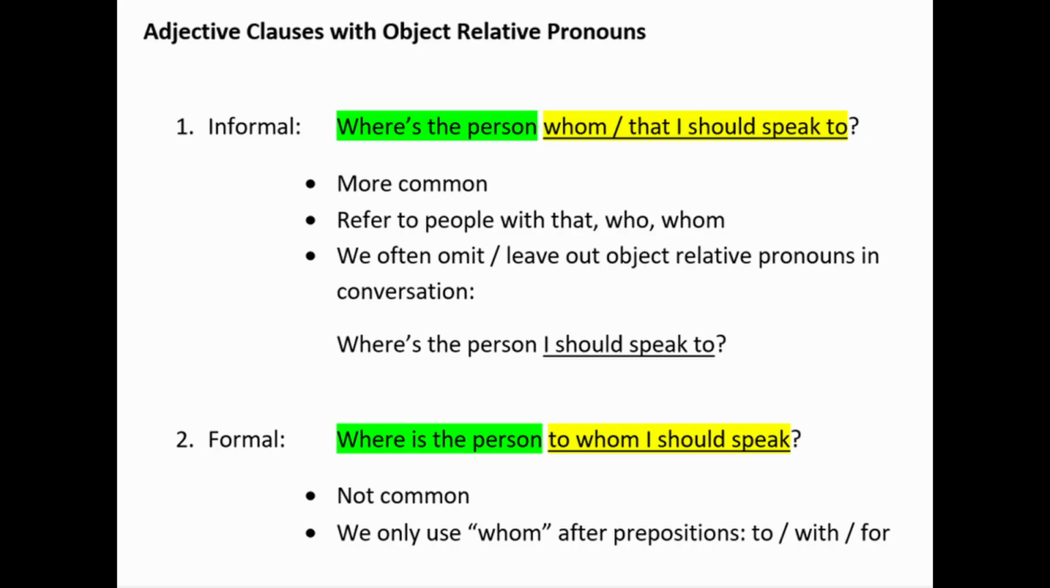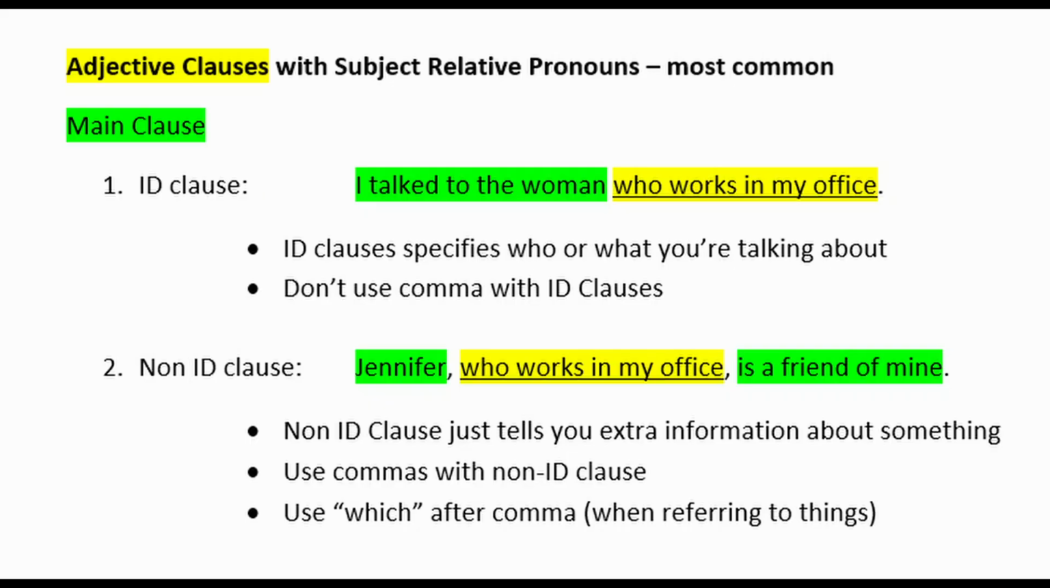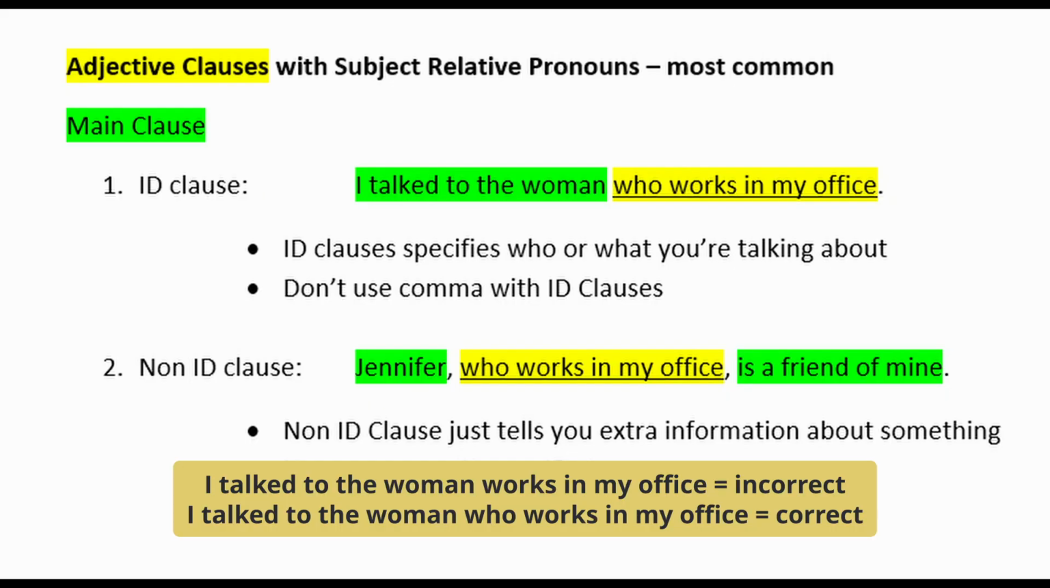I would say if you're going to remember one thing from this video, I would focus on adjective clauses with the subject relative pronouns, right? I talked to the woman who works in my office. That's much more common as a construction. And also you do need to include the subject relative pronoun. You cannot leave out that subject relative pronoun. You cannot say, "I talked to the woman works in my office." You have to include it: "I talked to the woman who works in my office."